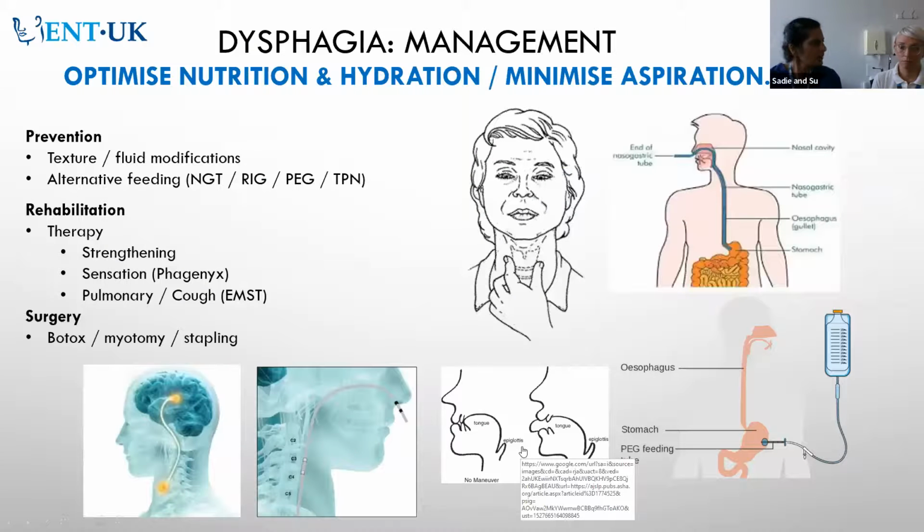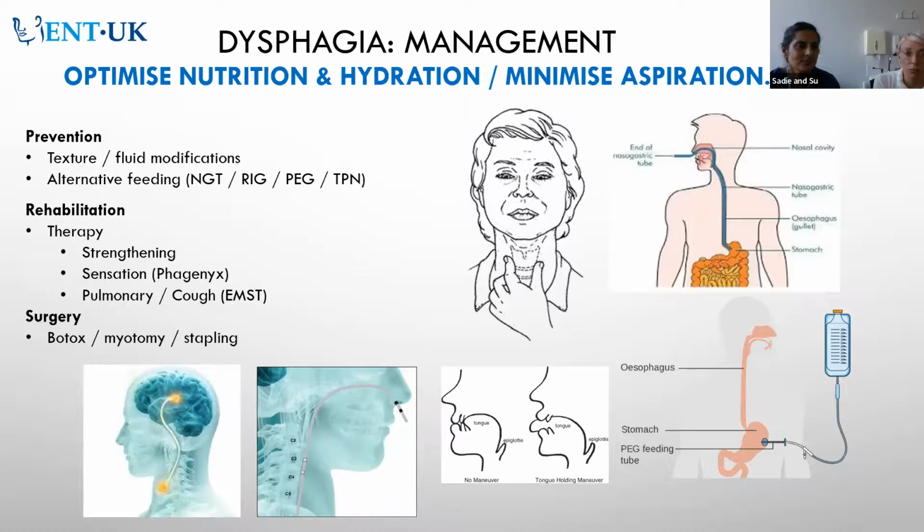And we end on basically the three messages about rehabilitation management. Yeah, so I'm aware we're short on time, so I will run through this like a whistle-stop tour. Essentially, from a speech and language therapy perspective, we're looking at preventing aspiration and optimizing hydration and nutrition. To prevent aspiration, we might look at texture and fluid modifications to make that aspiration less likely.